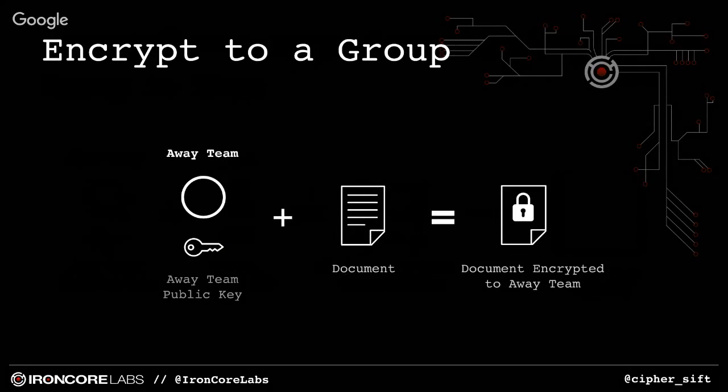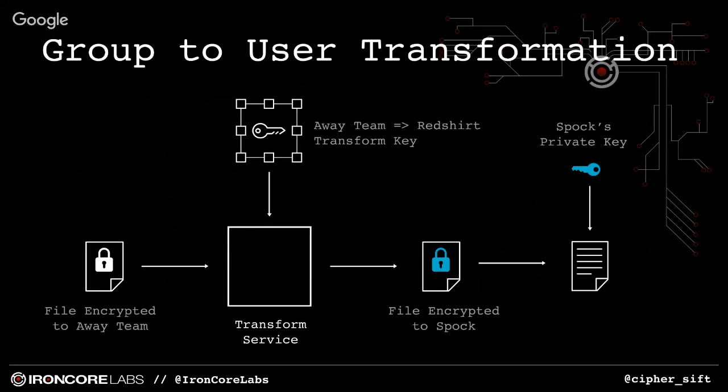Cool. All right, so if I want to encrypt to a group, I just encrypt like I would to any other entity. So in our example app, Captain Kirk decided to encrypt to the away team, right? So he encrypted to the public key of the away team group. And he got an encrypted document to the away team, right? And then as a user, as Spock, I wanted to go ahead and access that document. I have access to the encrypted document itself.